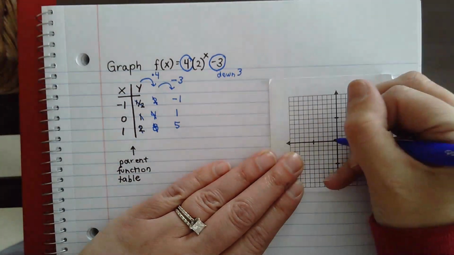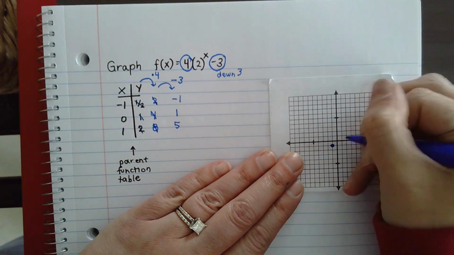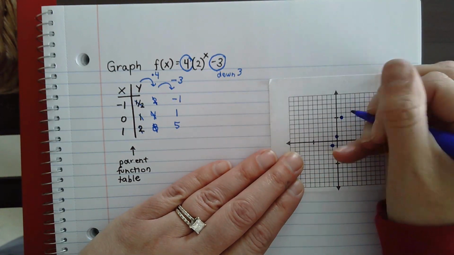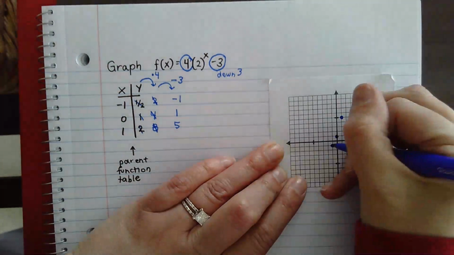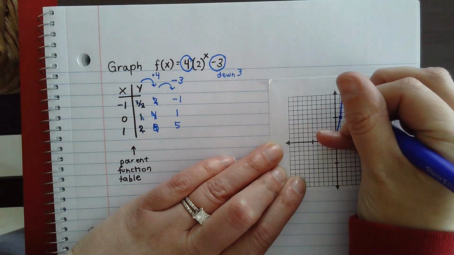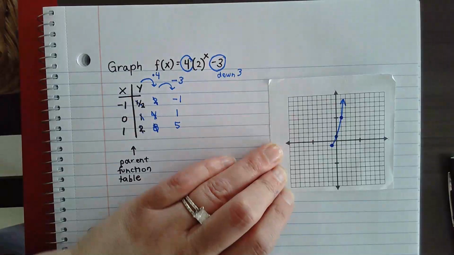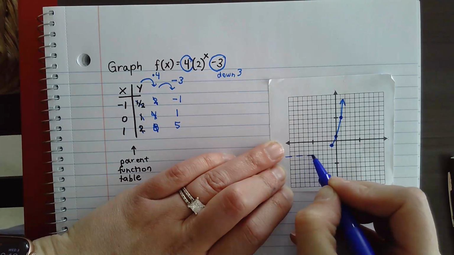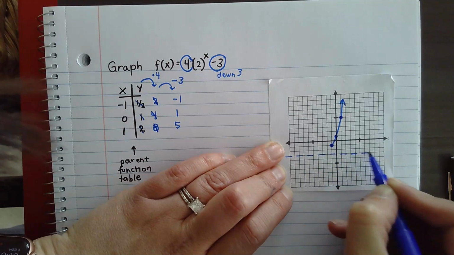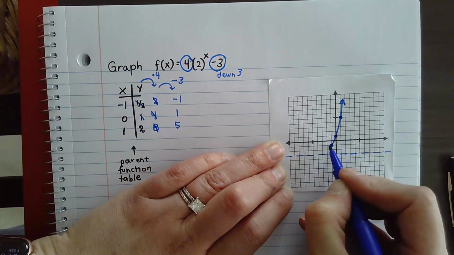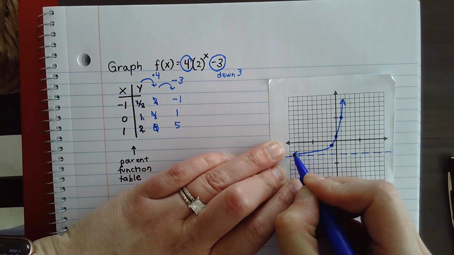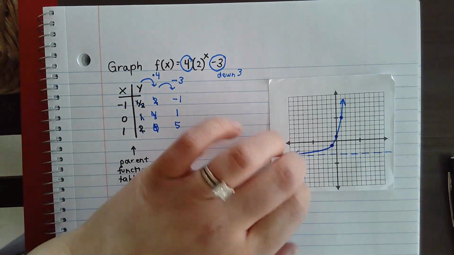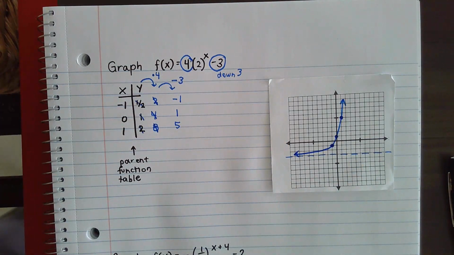So I'm going to plot them, and plot them. Here's the shape of my exponential growth. I'm going to also input my asymptote. I know the whole function shifted down 3. So that exponential growth function approaches -3, my asymptote. And that's it. Just graphed an exponential growth function.